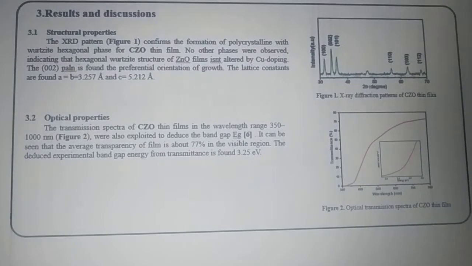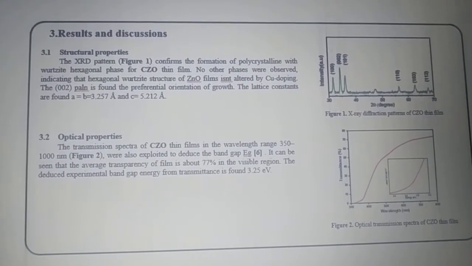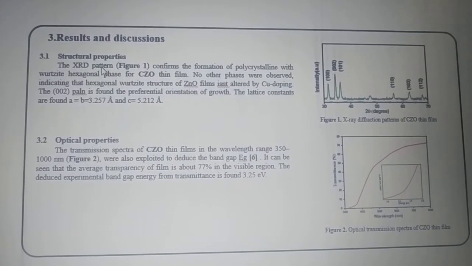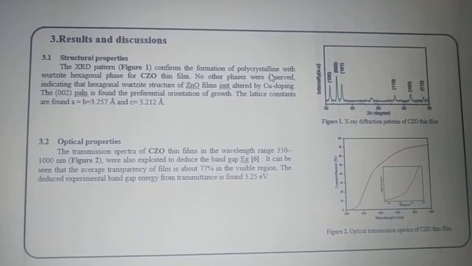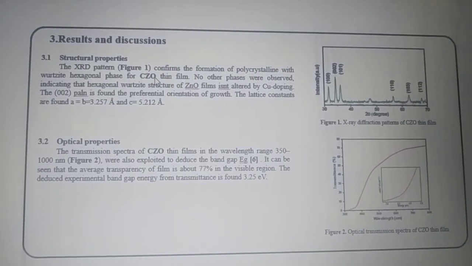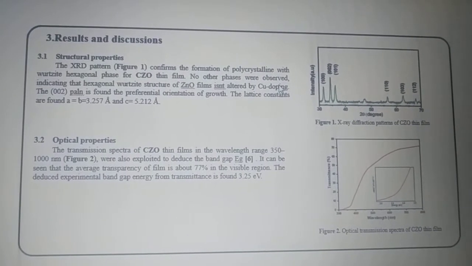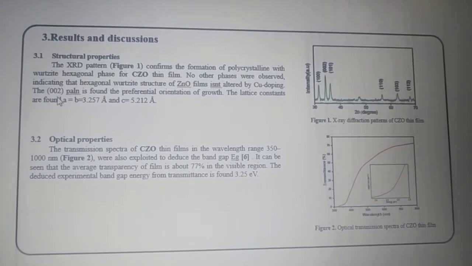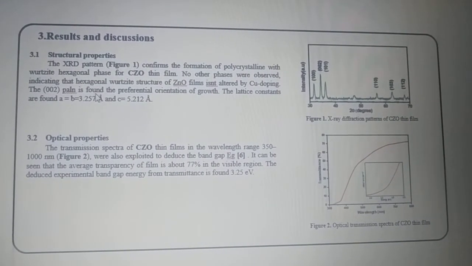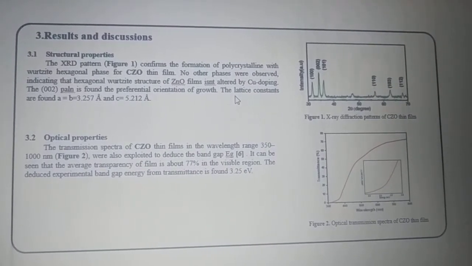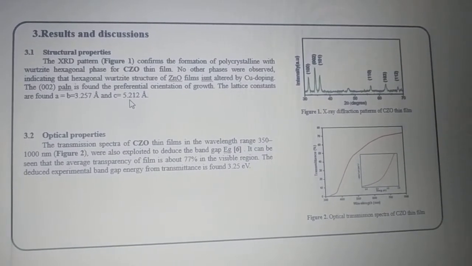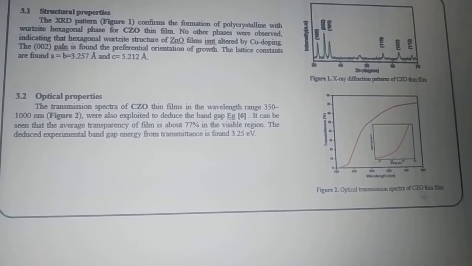We begin our results with structural properties. The first figure shows X-ray diffraction patterns of copper-doped zinc oxide thin films with 0.03 content of copper, and the XRD pattern confirms the formation of polycrystalline with hexagonal wurtzite structural phase of copper-doped zinc oxide thin films, and no other phases were observed, including the hexagonal wurtzite structure of zinc oxide thin films isn't altered by copper doping. The 002 plane is found the preferential orientation of growth. The lattice constants are found a equal b equal 3.257 angstrom and c equal 5.212 angstrom.